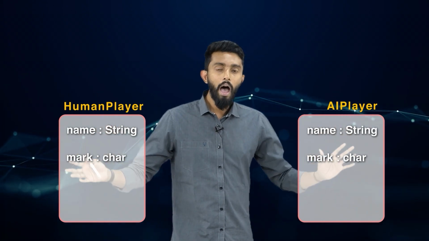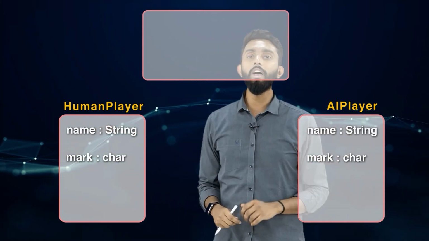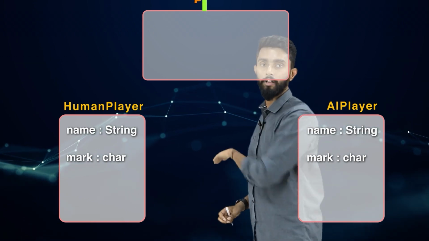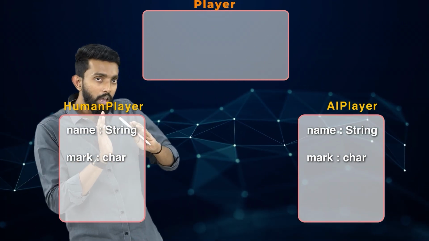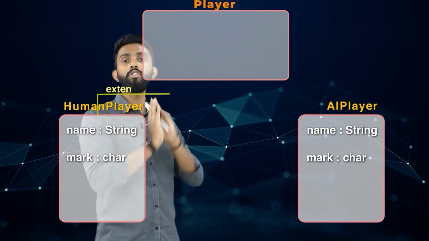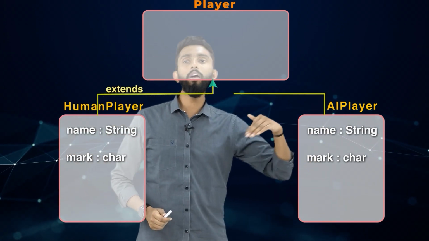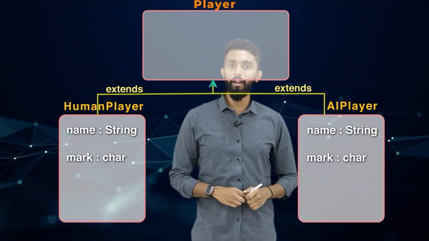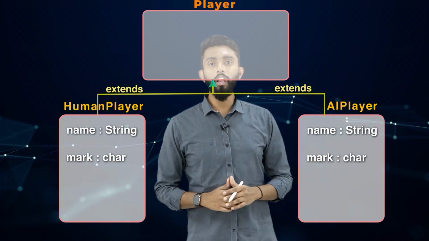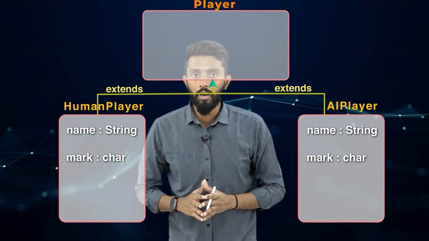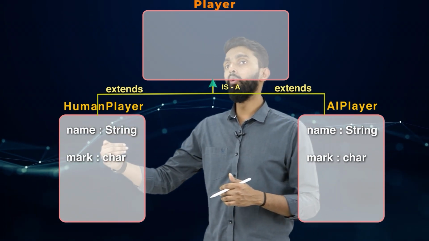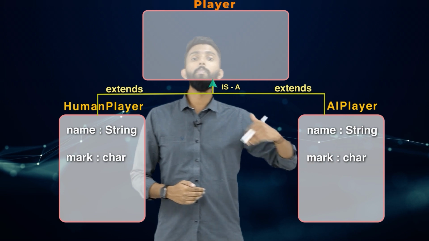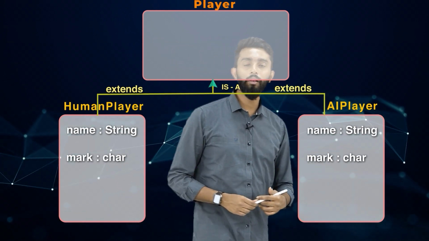Simple, watch it. I am going to create a parent class. I will call it player, not even human player, not even AI player. I will say human extends from player, AI player extends from player. Am I clear till here? And hence please understand, now both of them are extending from the player class. Now, how is extends also read as is a? Human player is a player, AI player is a player. Am I clear till here?